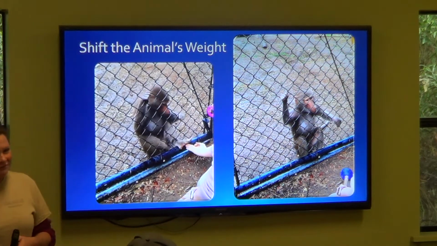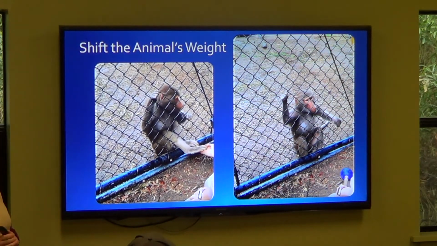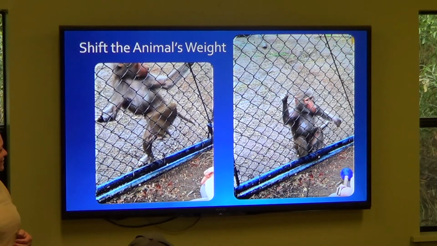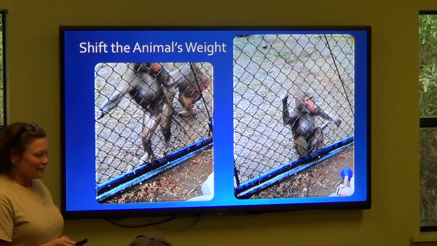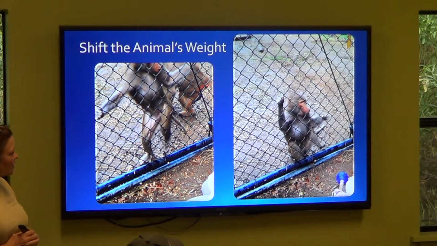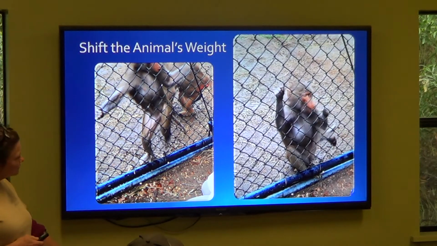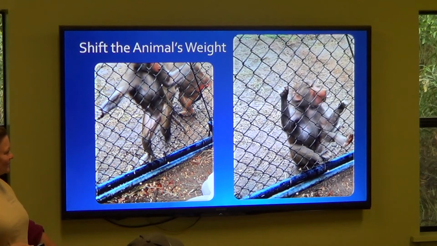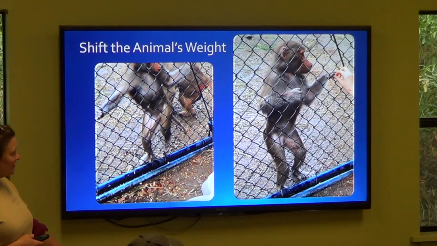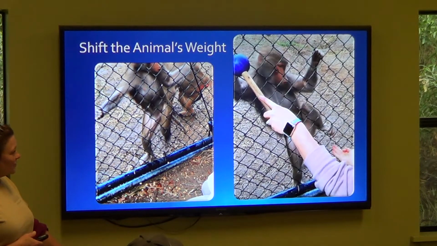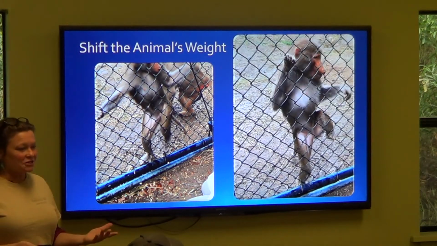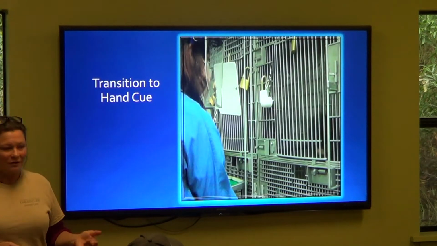Problem, we want 1 foot. All right, so 2 feet get presented. How do we solve the problem? Use the target, put the weight on 1 foot. So now that she's standing, it's easier to ask for 1 foot. Simple modification can really help the animal do what you're asking them to do.